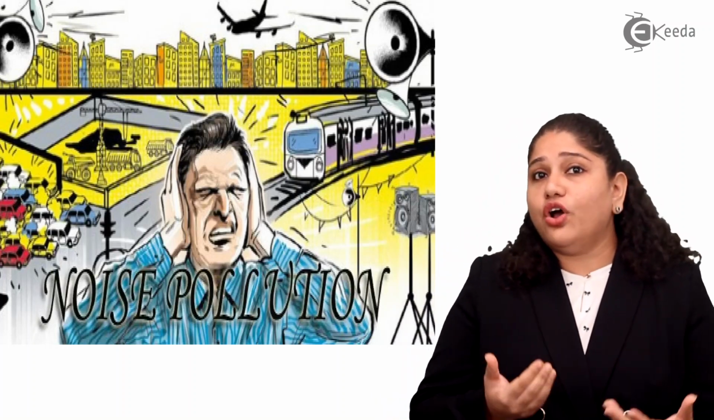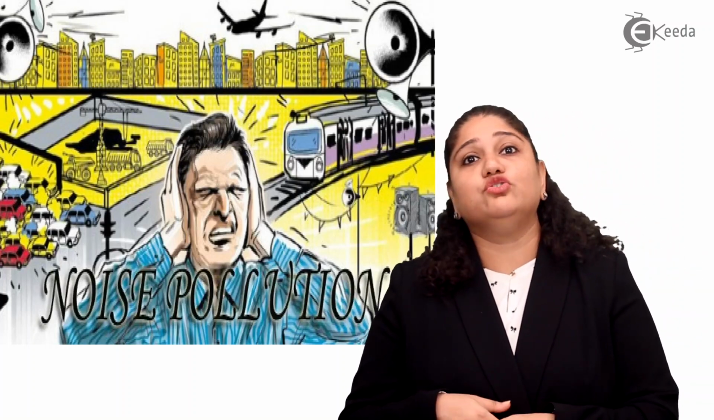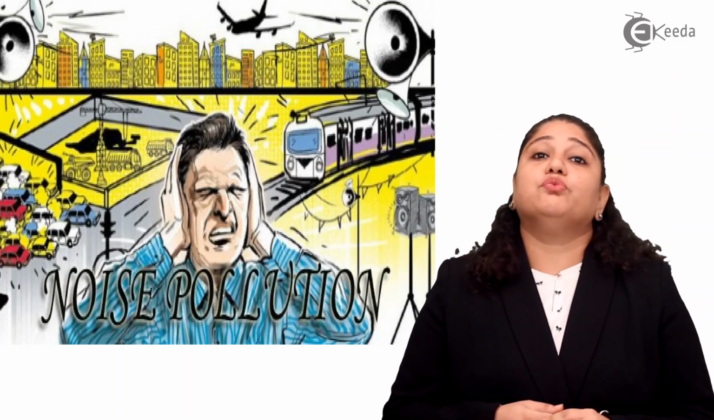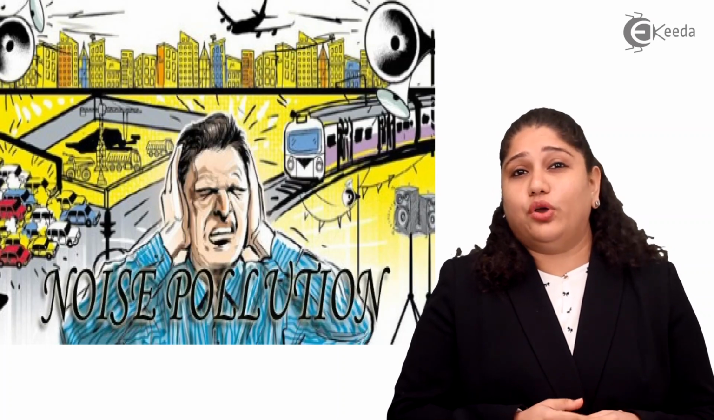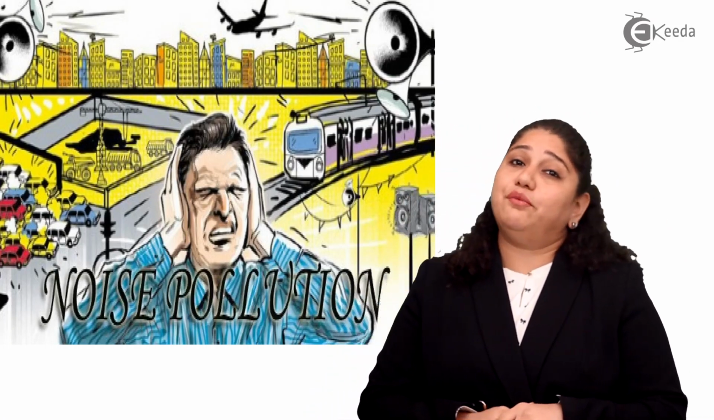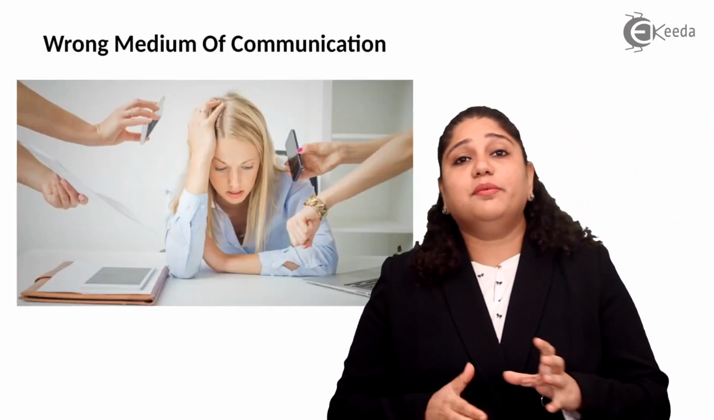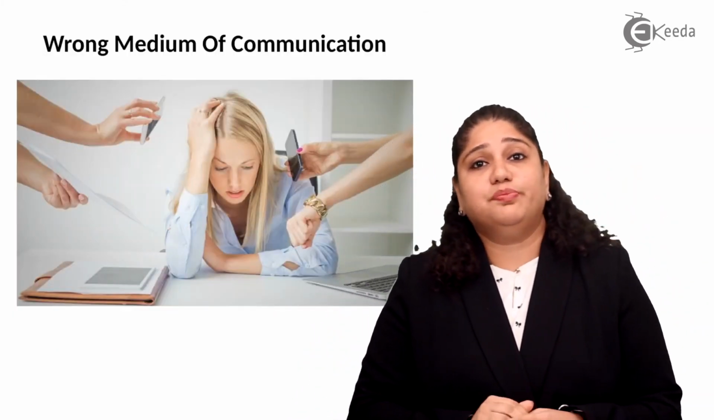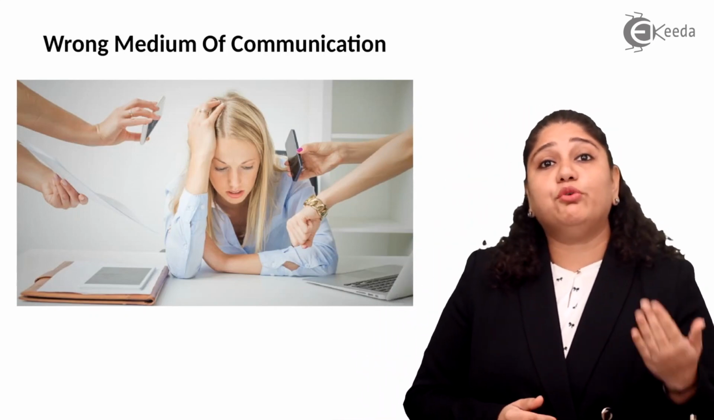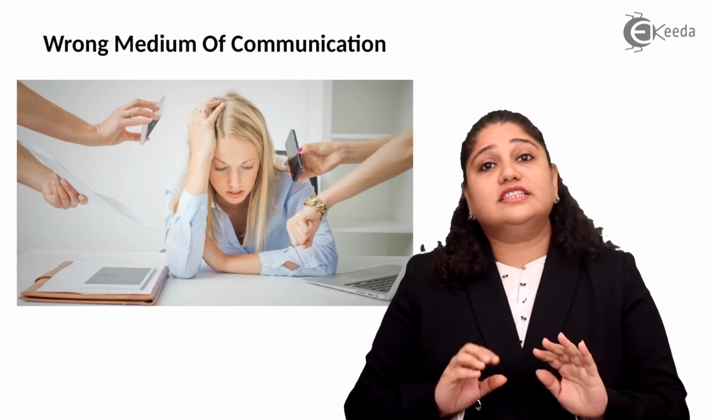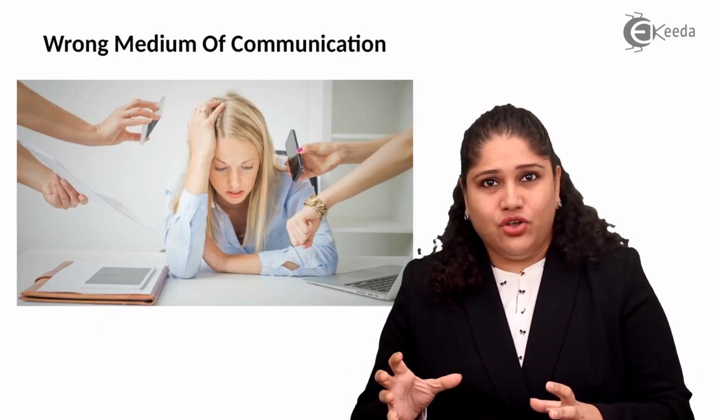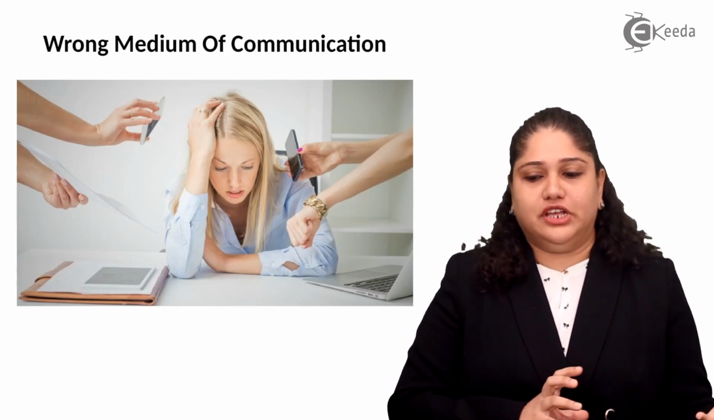If you are not communicating in a place where there is no noise, that is a major barrier to your communication skills. Talking in a place which is completely noisy is a major barrier, which is your environmental barrier. The other major barrier to communication is barriers due to choice of medium. A wrong or inappropriate medium of communication chosen for a message acts as a barrier to communication.